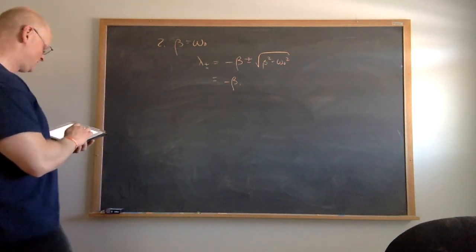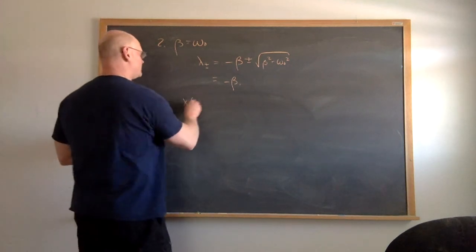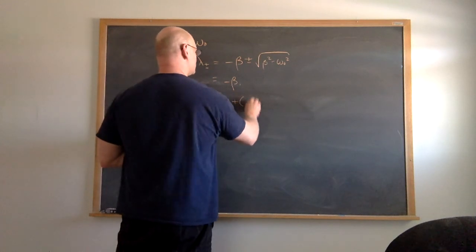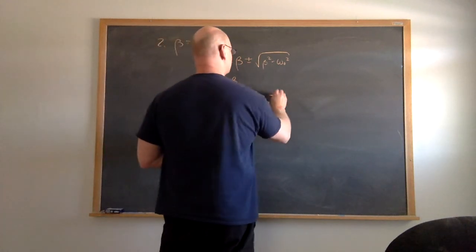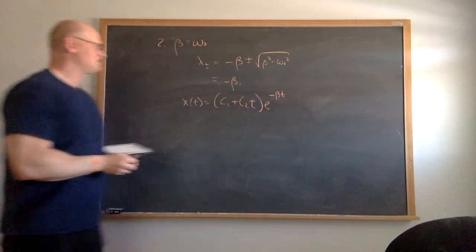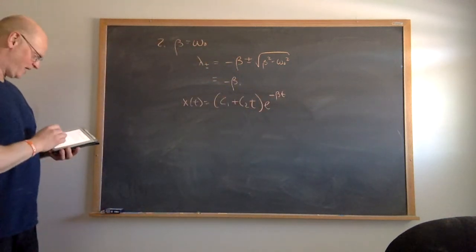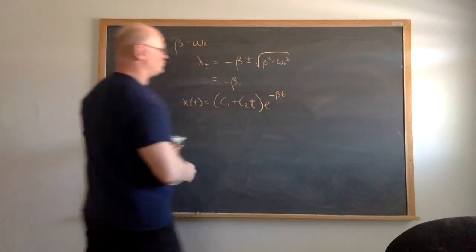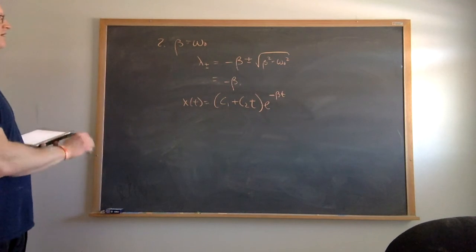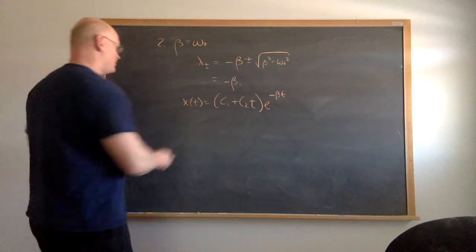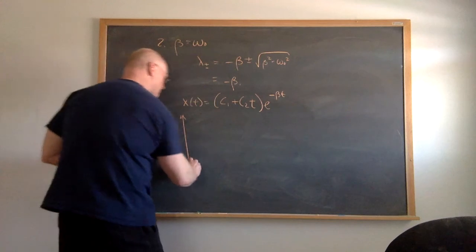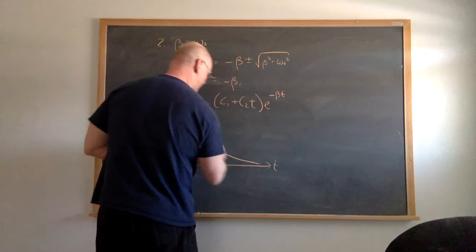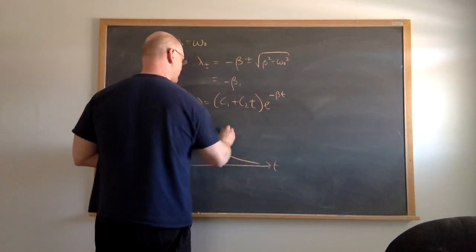In this case, our general solution is going to become x of t is equal to some coefficient c1 plus some coefficient c2 times time, times e to the minus beta t. So basically in this case, we have simply exponential decay, where this is simply going to exponentially decay to 0. So in this case, if I plotted the position as a function of time, this is simply just going to do that. This is going to be our e to the minus beta times time.